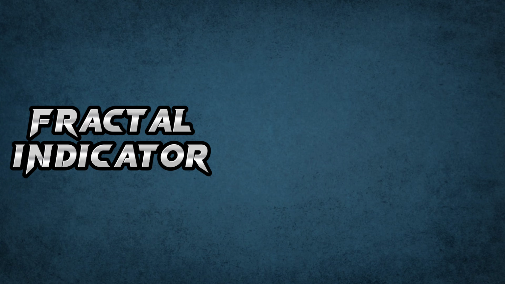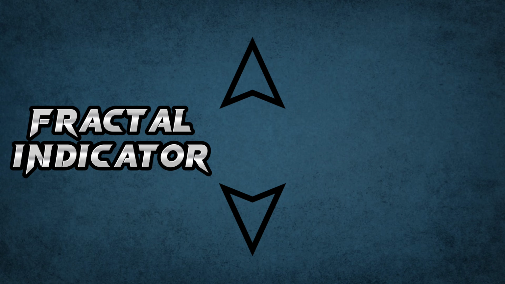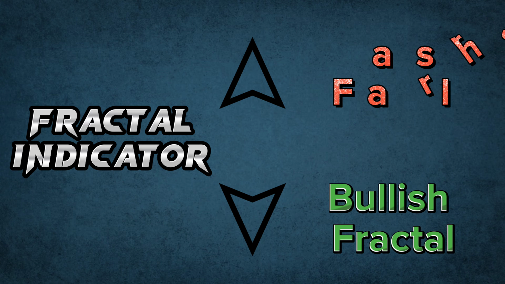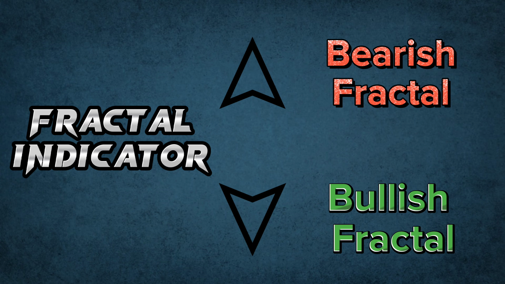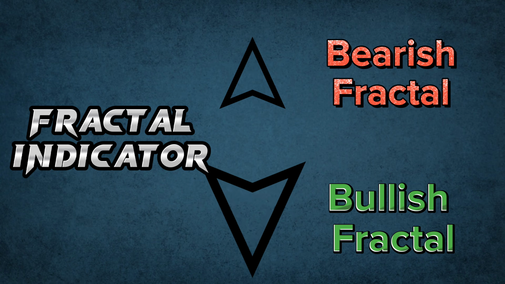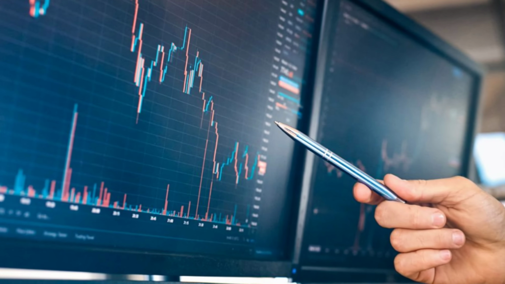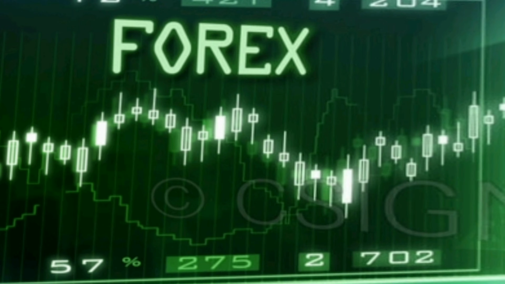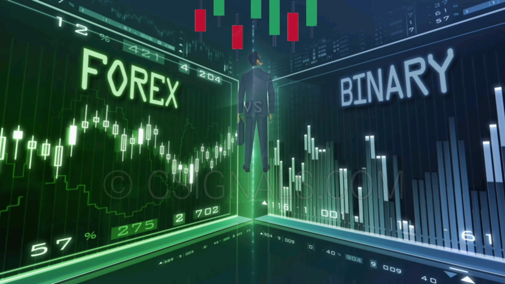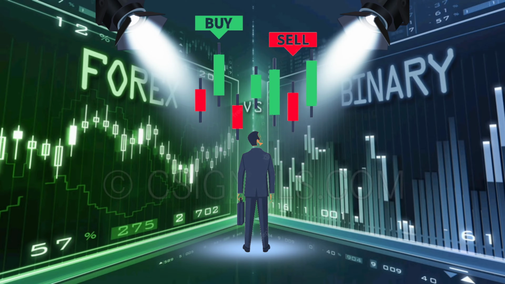The fractal indicator consists of two fractals: bullish fractal and bearish fractal. The bearish fractals are marked by an upward arrow, and the bullish fractals are marked by a downward arrow. In trading platforms like Forex and binary, traders use the fractal indicator to spot various patterns in price movements.